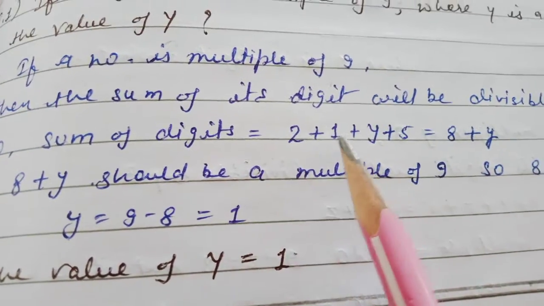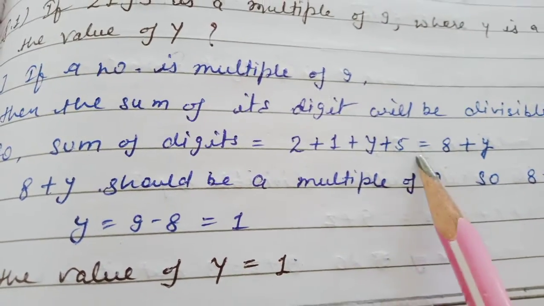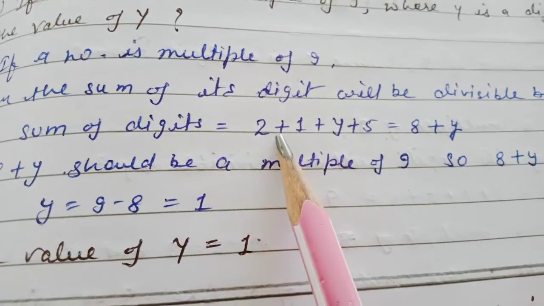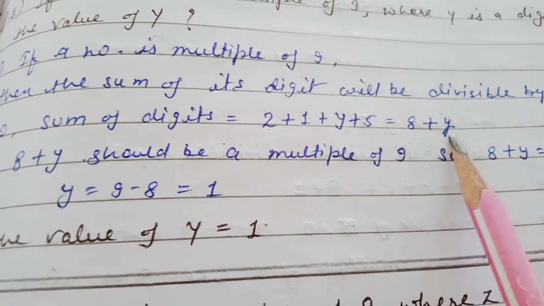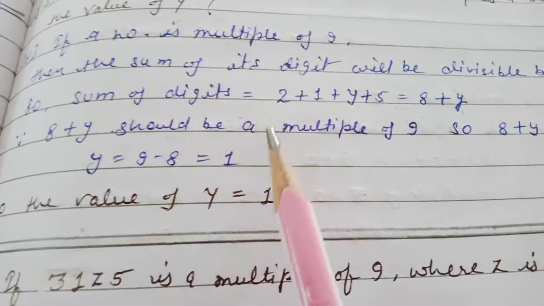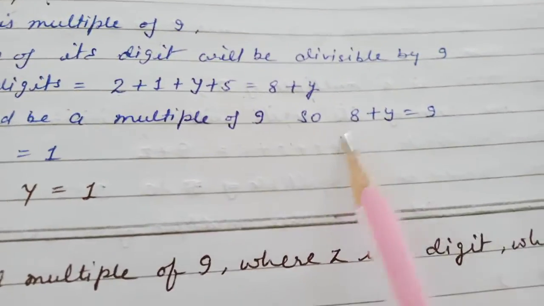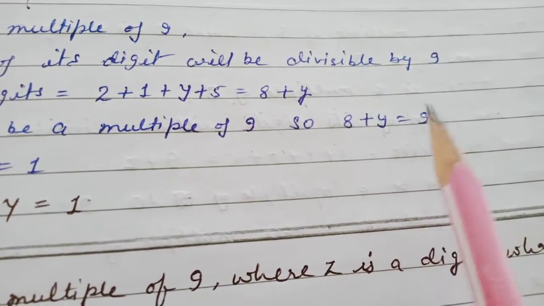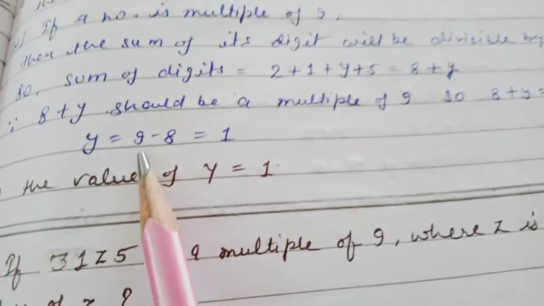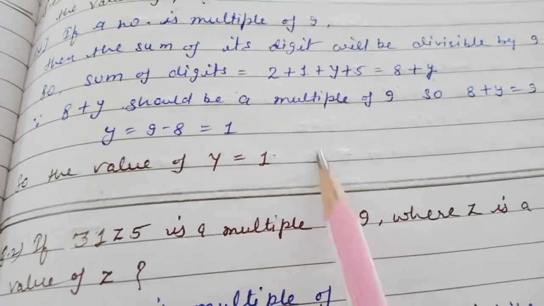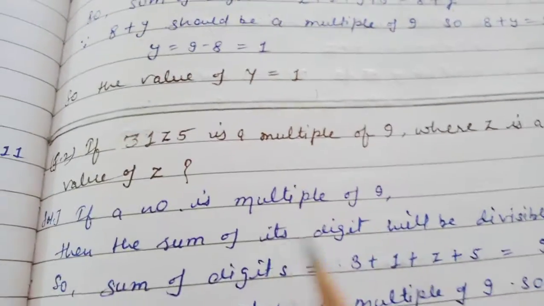So if a number is a multiple of 9, then the sum of its digits will be divisible by 9. So sum of digits is equal to 2 plus 1 plus y plus 5, that is 5 plus 1 is 6, 6 plus 2 is 8, 8 plus y. 8 plus y should be a multiple of 9. So 8 plus y is equal to 9. It means y is equal to 9 minus 8 is equal to 1. So the value of y is 1.